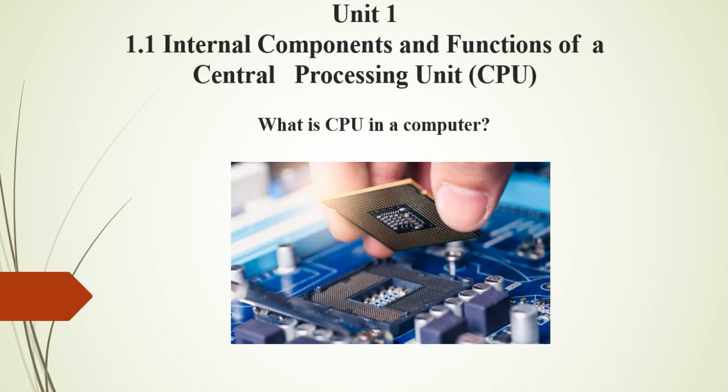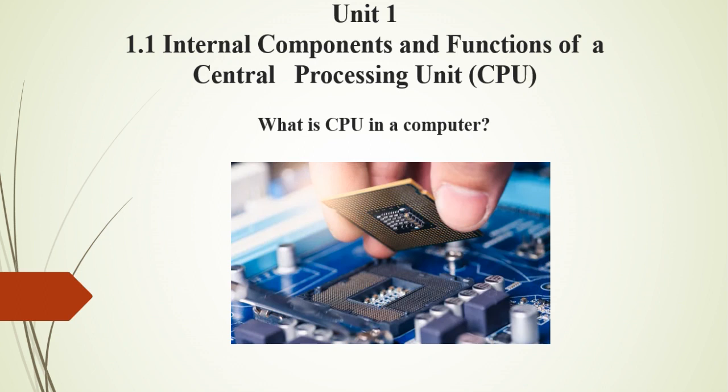Let's start with first understanding internal components and functions of a central processing unit. What is a CPU in a computer? A central processing unit or CPU is an electronic machine. The CPU, also called a central processor, is the brain of a computer. All the processing is done by the CPU in the computer.